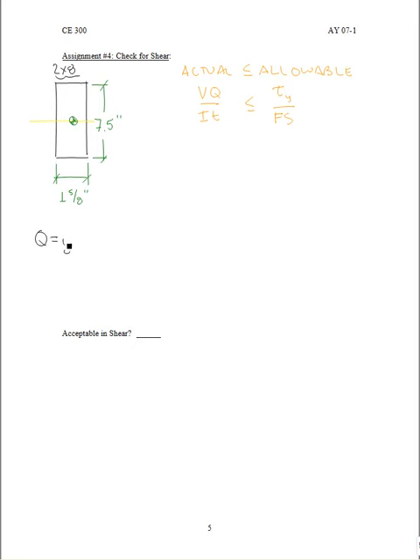The equation for Q is y bar prime times A prime, where A prime is the outward area. Our plane of interest is along the neutral axis, since we know the maximum shear occurs at that point. So our outward area is this. And our y bar prime is the distance from the centroid of the section to the centroid of the outward area.